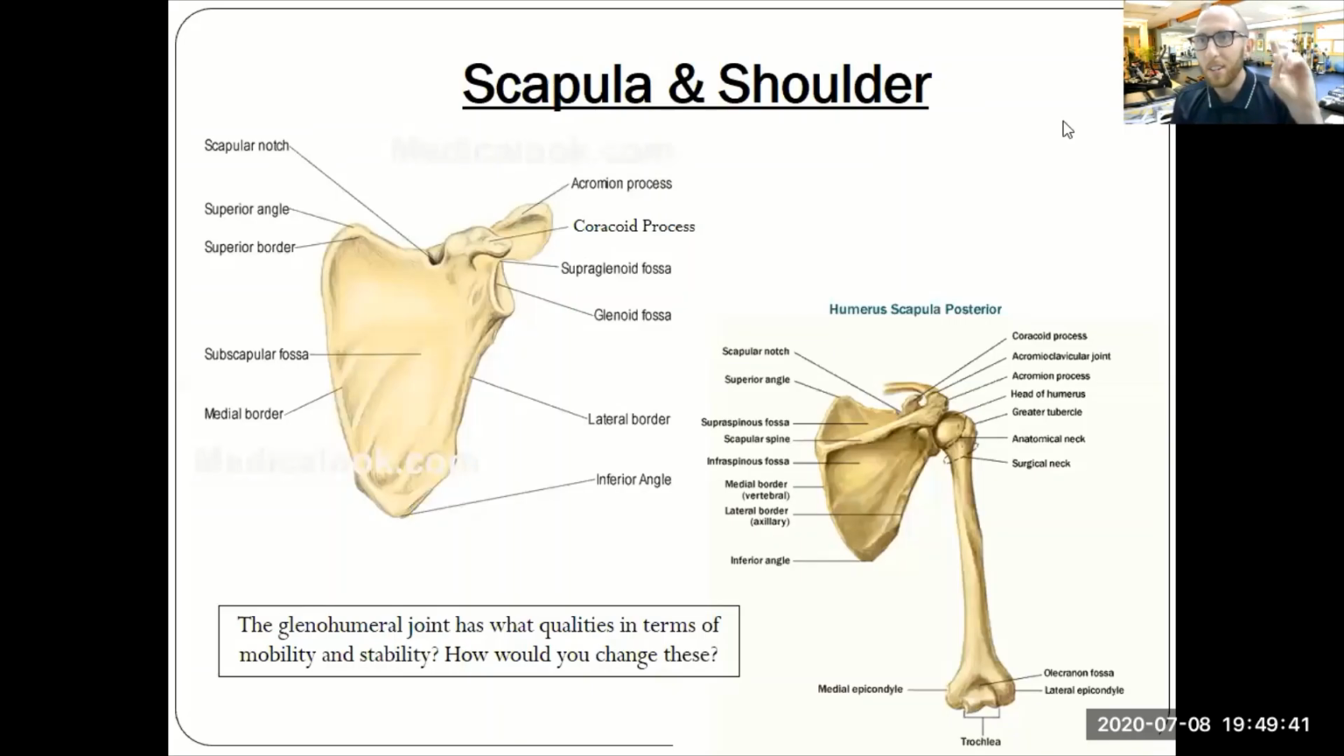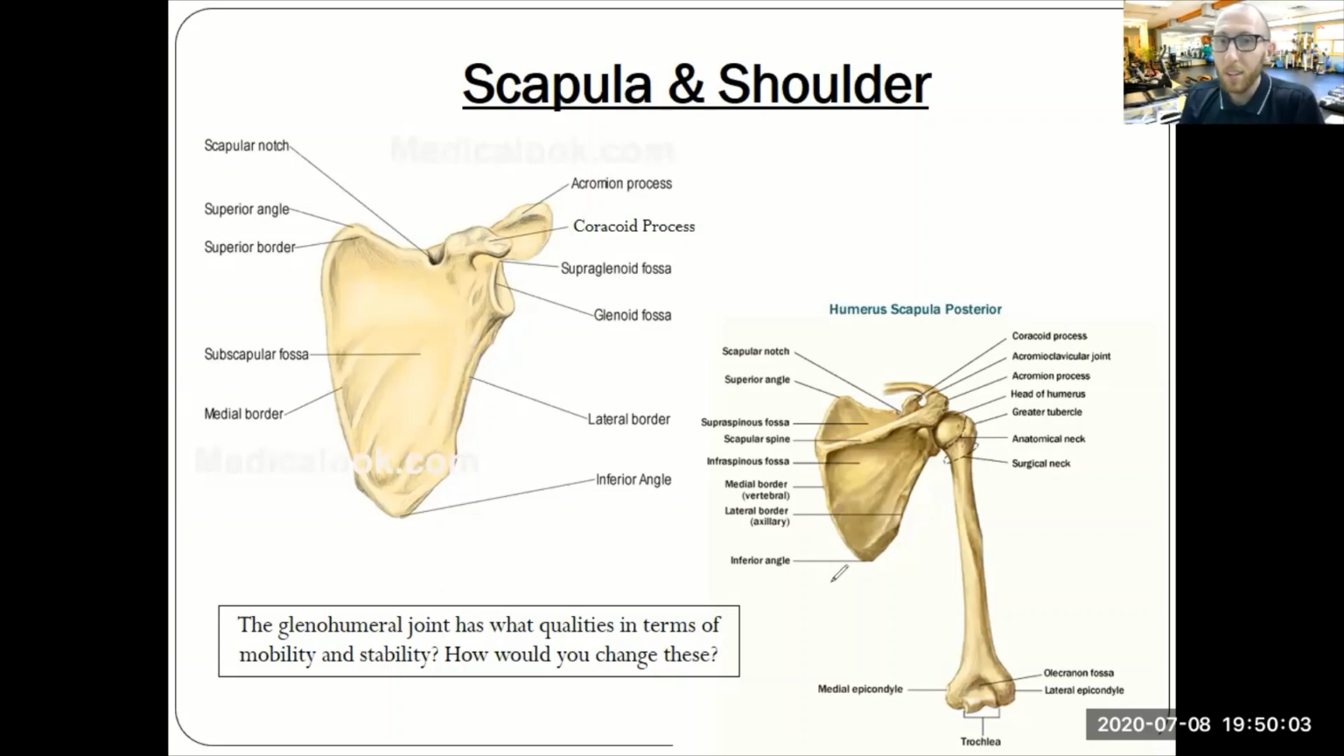Did the clavicle, did the humerus, now we're on to the scapula. And with the scapula, make sure you're looking at an anterior or a posterior view. This right here is anterior. I can tell that because the coracoid process is facing me. The coracoid process is this bump, and that bump is always anterior.